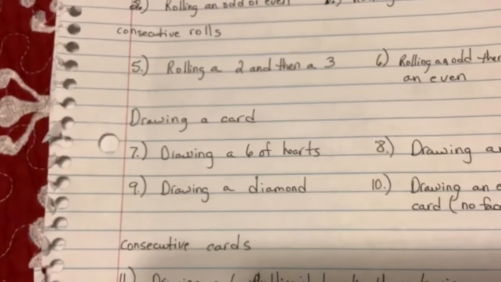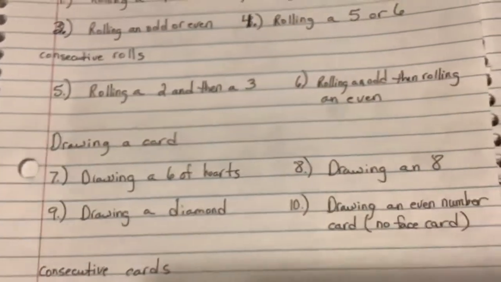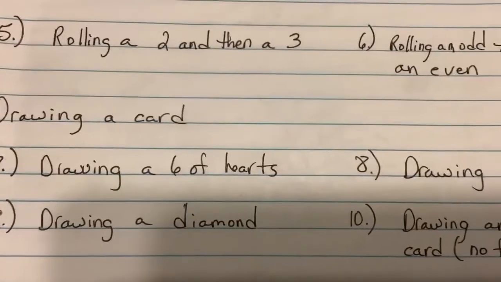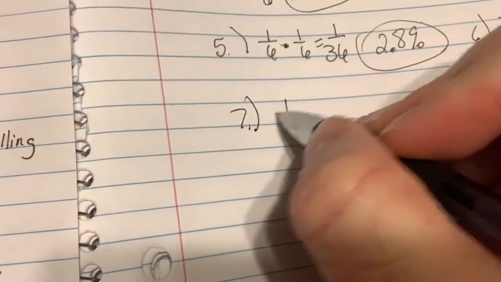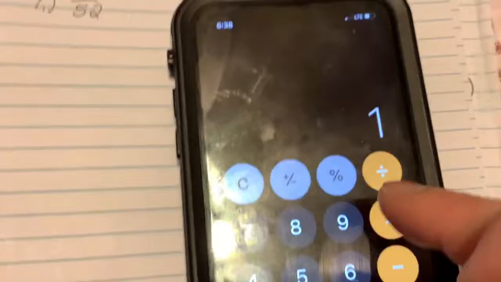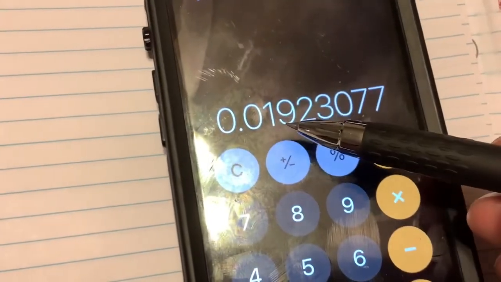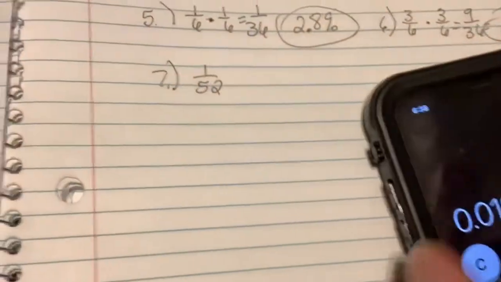Okay, then we get to drawing of the cards. So this is now just drawing a card out of a deck of cards. There's 52 cards. And so we'll go through these, drawing a 6 of hearts. Okay, there's only one 6 of hearts. So that means you've got a 1 out of 52 chance of drawing that 6 of hearts. And we've done one like this, but let's check it. 1 divided by 52 is, move the decimal twice, 1.9%. It stays a 9 because that's a 2. So 1.9%.